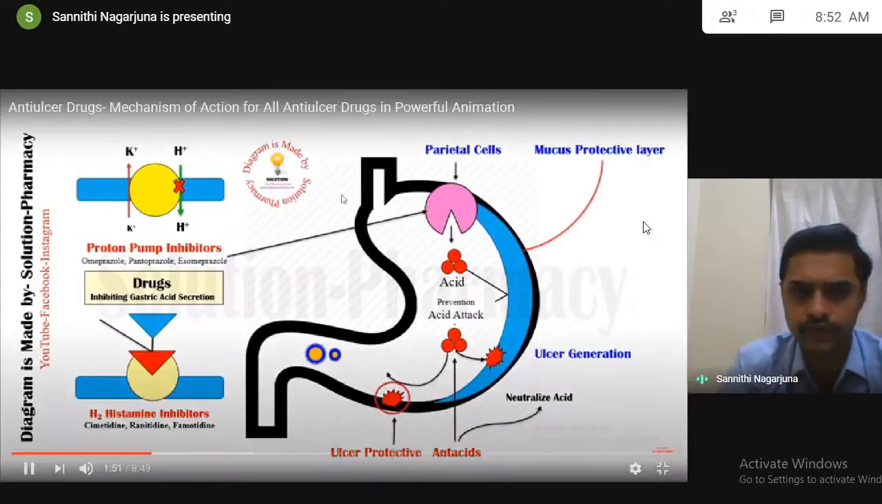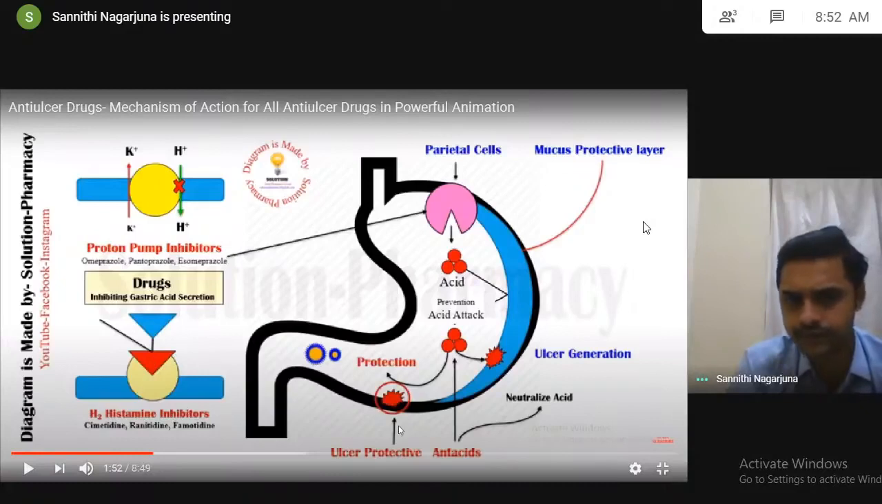See here. Some of the drugs they represented here: proton pump inhibitors, I told you H plus K plus ATPase is inhibited by these drugs. Then H2 blockers. See here, antacids, which will neutralize this.